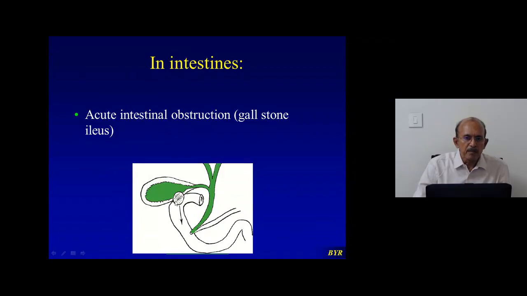So now what is happening? There is a fistulous communication between the gallbladder and duodenum. What do you call this fistula? What is the name of this fistula? Cholecystoduodenal fistula. So through the cholecystoduodenal fistula, a stone can perforate into the duodenum, and if it is large enough, it can cause duodenal obstruction or intestinal obstruction.